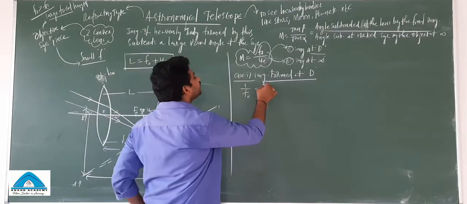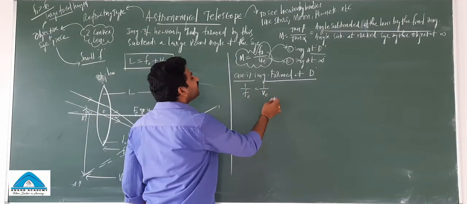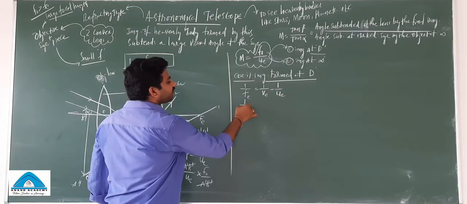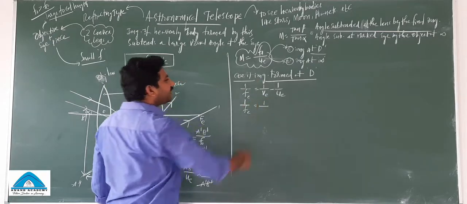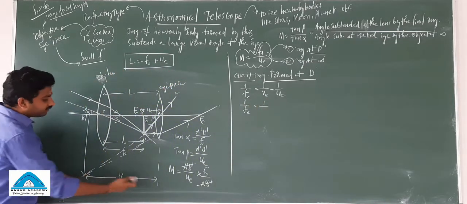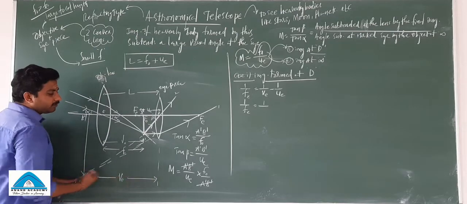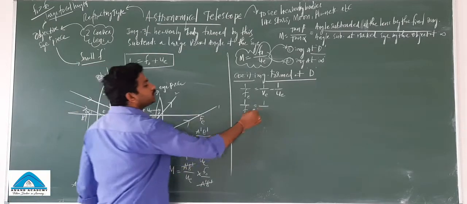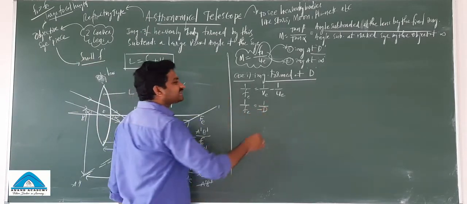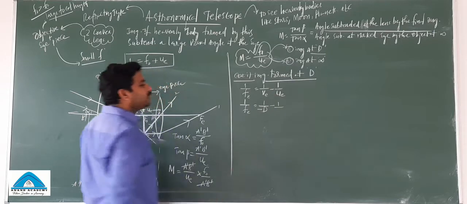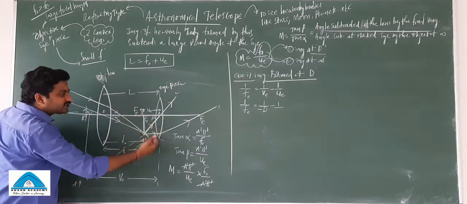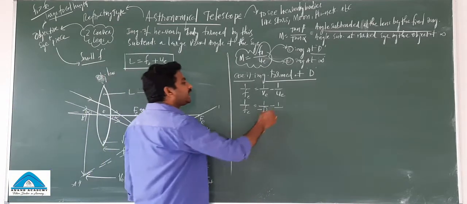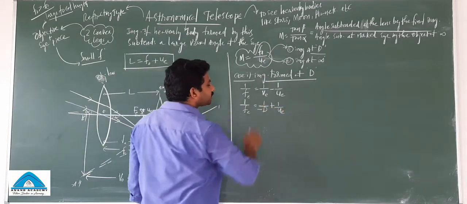So 1 by Fe is equal to 1 by Ve minus 1 by Ue. The image is formed at D, so Ve becomes the image distance. The image distance will be on the left side of the optic center, so according to the sign convention it is minus D, minus 1 by object distance. The object is also kept on the left side of the optic center, so the object distance also will be negative. Negative and negative will be positive here.